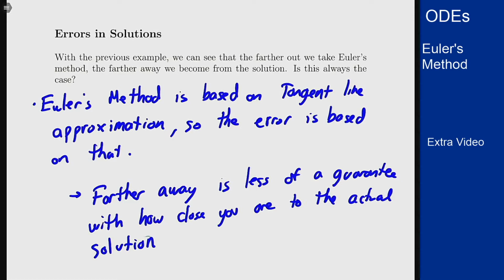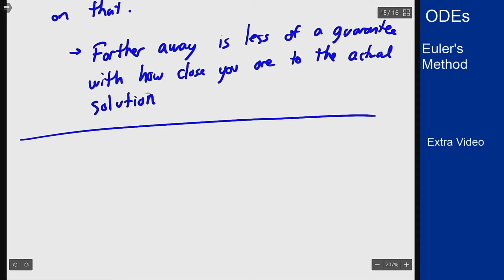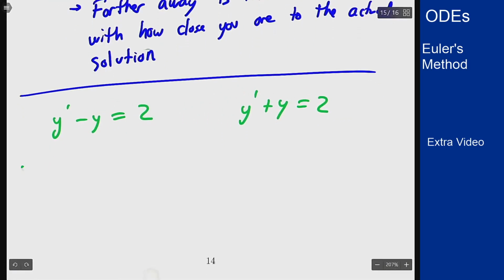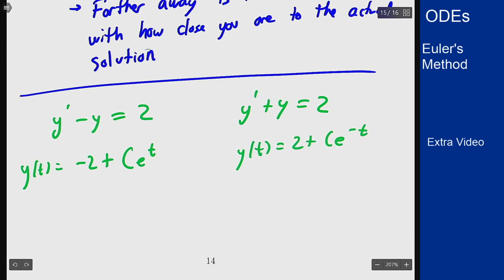There's a couple of examples to see what happens here. If we consider two different differential equations, y prime minus y equals 2 and y prime plus y equals 2, we can solve these analytically using our first order linear methods. And we get that for this one, our solution y of t is minus 2 plus c times e to the t. And for the second one, we get that y of t is 2 plus c e to the minus t.